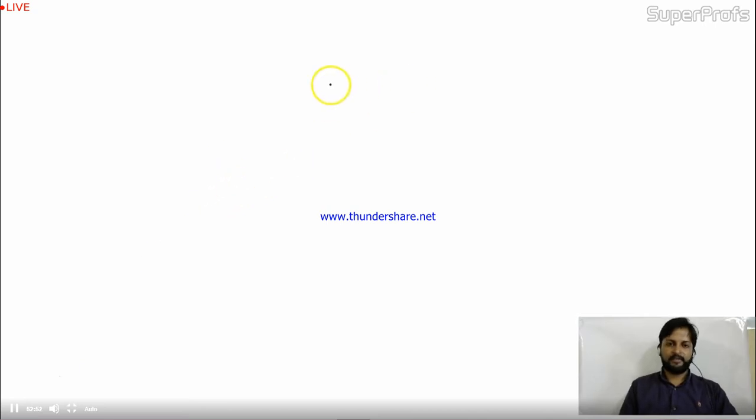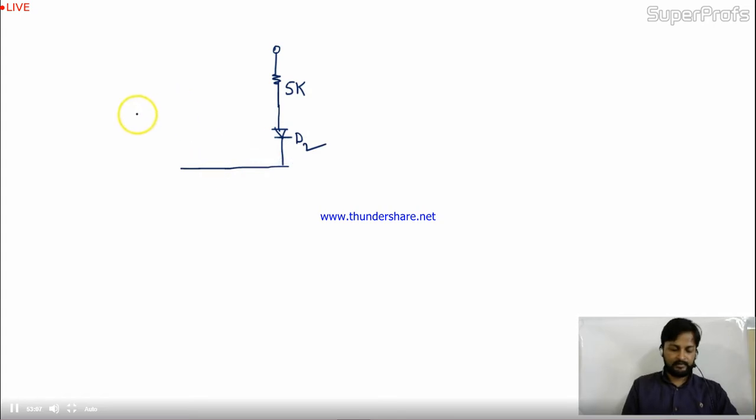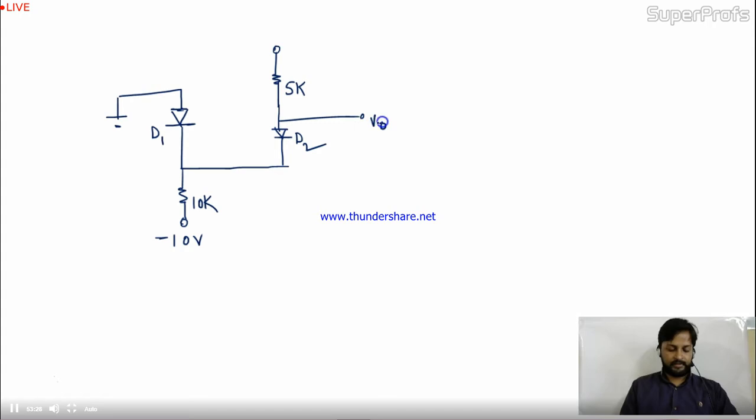Okay, come to the next one. The next question is given as, this is 5K. Here diode D2 like this. This problem is the same as the previous one, but with some changes. This is D1. Okay. 10K and minus 10 volt. This is V0 over here, 5K, and this is minus 10 volt.